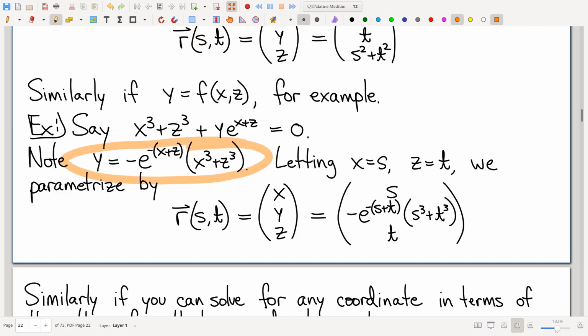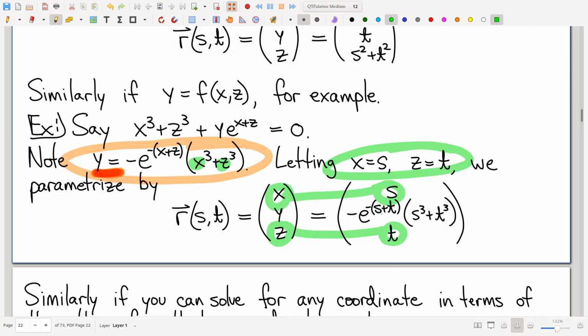And now, what are my input variables? Right now that I have it written as a graph, I have one of the variables as a function of the others. What are my input variables? Well, this time the input variables are x and z. So I'm going to let those be my parameters, s and t. Just follow me on the rule. Let the input variables be your parameters. And again, game over. It's just a matter of realizing it.